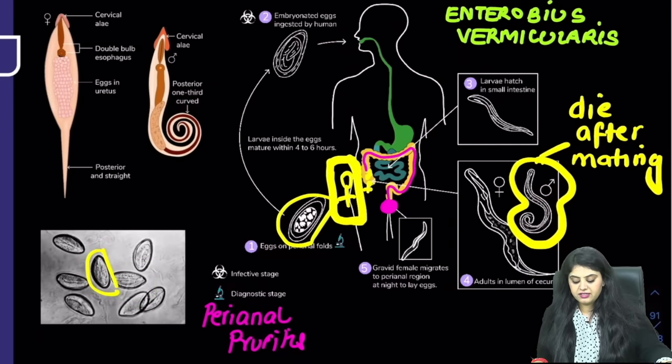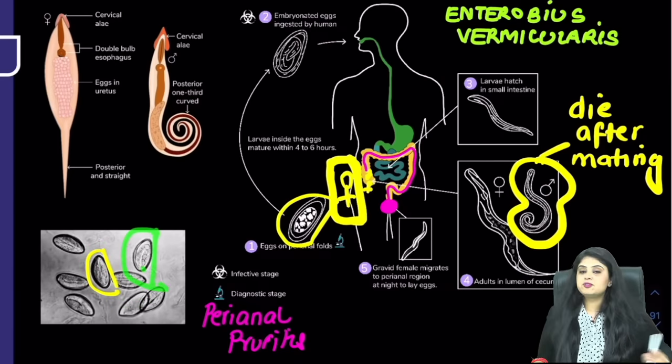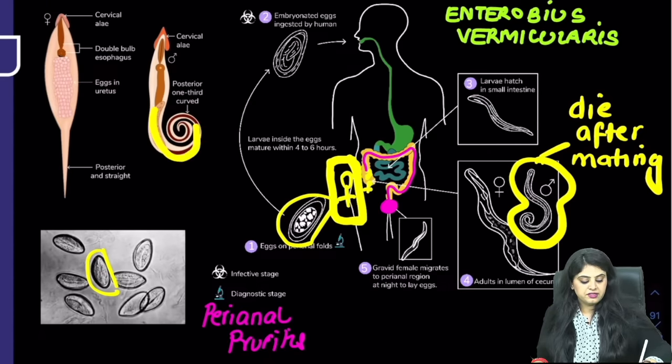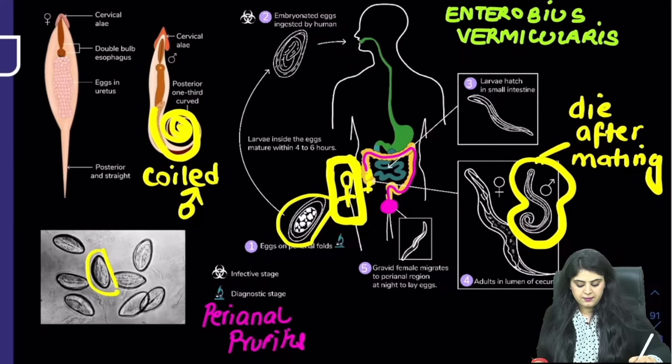Yeah, so 2 minute silence for husband, RIP, yes. But I'm sure after this, you will never ever forget this cycle. Achha, between the two, which is male, which is female, ma'am, the story remains the same. The male is going to be coiled posteriorly. So this, of course, happens to be the male, right?